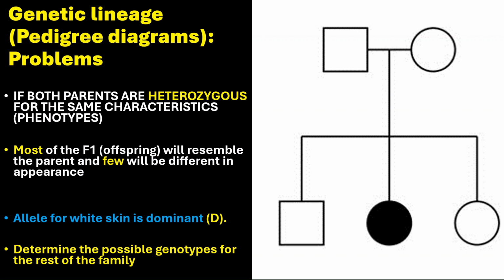So determine the possible genotypes for the rest of the family. This is the key: capital D for white, small letter d for black skin. How many family members are here? Five. How many males? Two. How many females? Three. How many black females are here? One. How many generations? Two. That's the first two parents, the box and the circle. Below them is the second generation, consisting of three members.